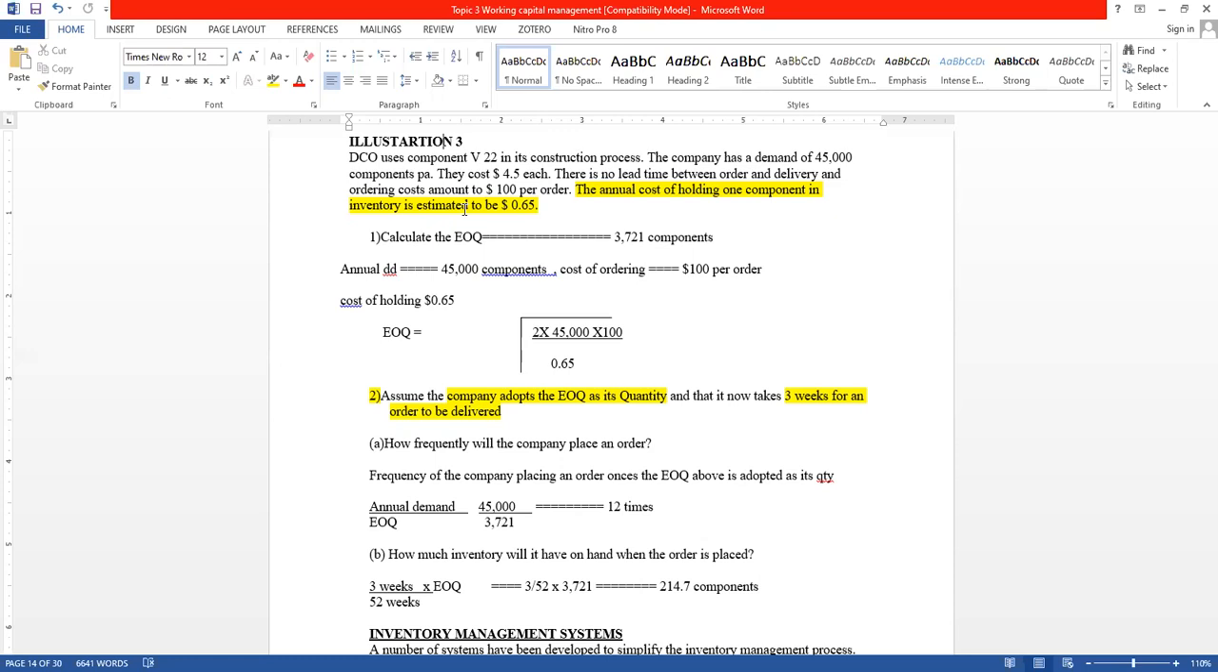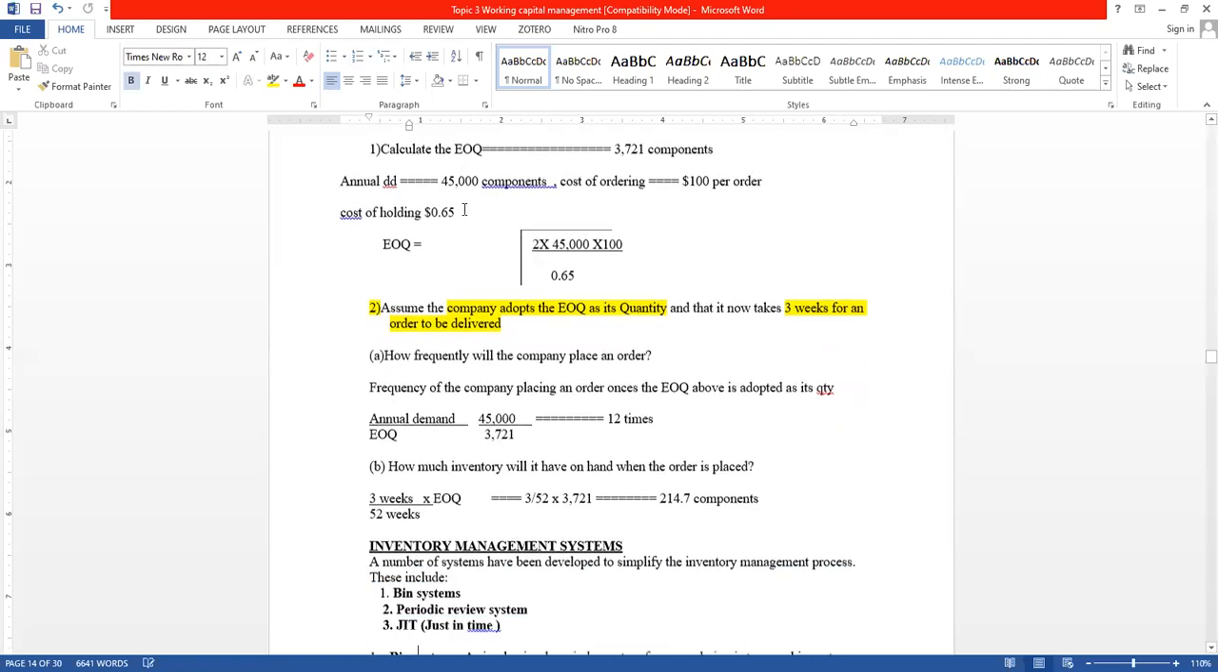Okay, then I understand. So that means in this other illustration, where they said it takes 3 weeks for an order to be delivered, it will be 3 weeks throughout the year. Yeah, 3 weeks throughout the year. Every time you place an order, the waiting time will be 3 weeks. Okay, thank you.